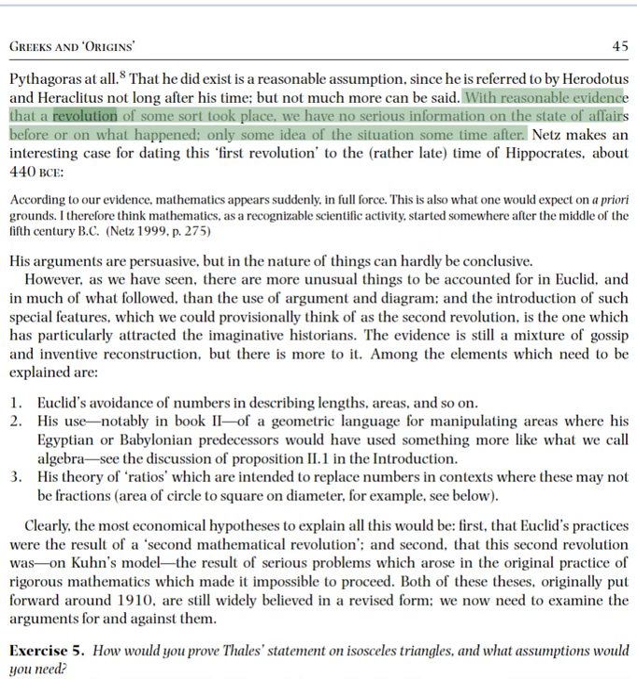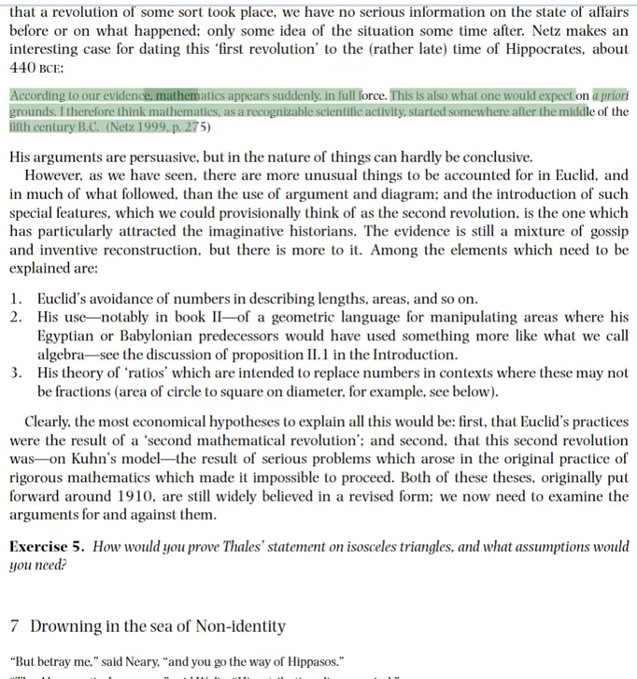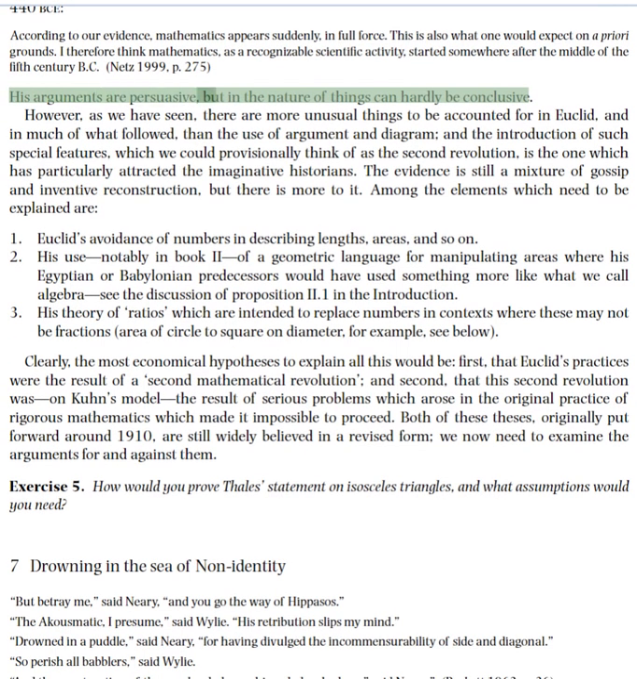With reasonable evidence that a revolution of some sort took place, we have no serious information on the state of affairs before or on what happened, only some idea of the situation some time after. Netz makes an interesting case for dating this first revolution to the time of Hippocrates, about 440 BCE. According to our evidence, mathematics appears suddenly, in full force. This is also what one would expect on a priori grounds. I therefore think mathematics, as a recognizable scientific activity, started somewhere after the middle of the 5th century BC. His arguments are persuasive, but in the nature of things can hardly be conclusive.